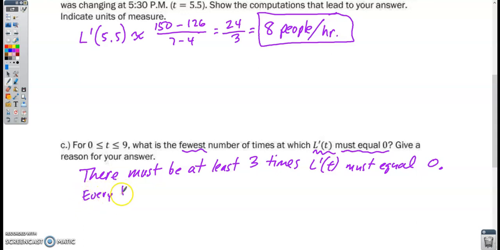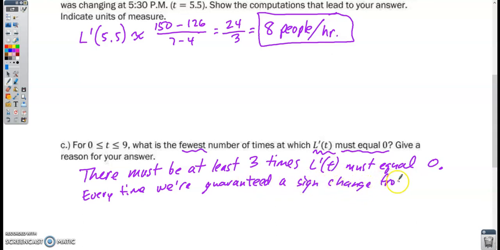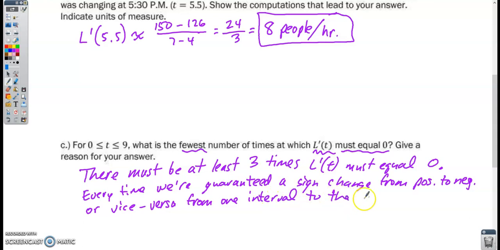Every time we're guaranteed a sign change from positive to negative, or vice versa, from one interval to the next, the intermediate value theorem guarantees a zero value for L prime of t.